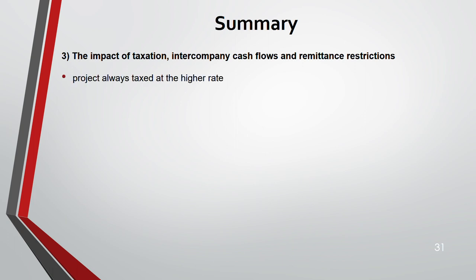We said that projects are always taxed at the higher rate. Let's say UK has 30%, US has 40%. Total will be 40%. So in the US, if you are paying 40%, let's say, you don't pay any tax in the UK. Or let's say in the UK, if you're paying 30%, you pay the balance 10% in the US. That's it. But always the higher rate.